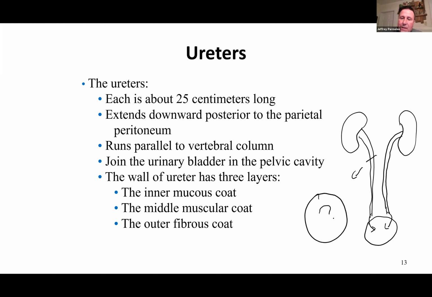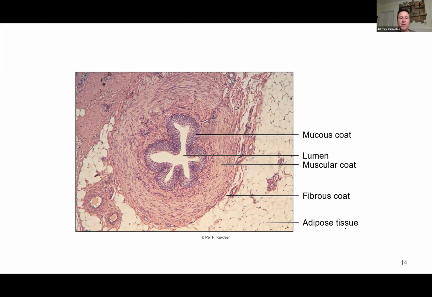And then looking at the histology of it, you would see that mucosa in the middle. Mucosa is going to be transitional epithelium. Then you're going to have layers of smooth muscle. And then you're going to have an outer fibrous coat, connective tissue, fat, stuff like that. So there's a good look at it.